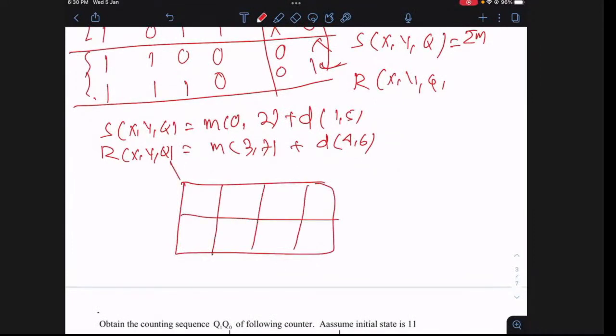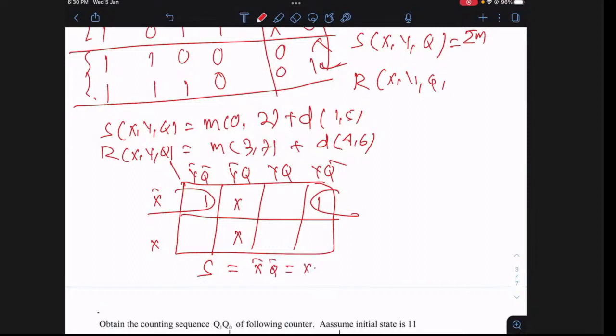So this is X bar, X, Y bar Q bar, Y bar Q, YQ, and YQ bar. So what are the min terms? Min terms 0, 1, 3, 2, and don't care 1 and 5. So you have only one pair possible. So this is the map, and the expression of S in this case is X bar Q bar. So X bar Q bar is nothing but X plus Q whole complement.